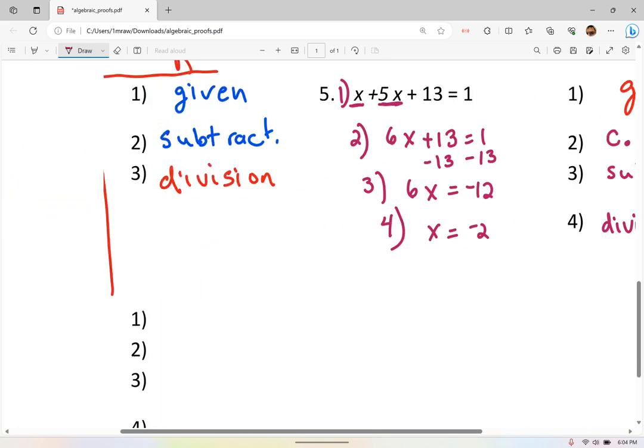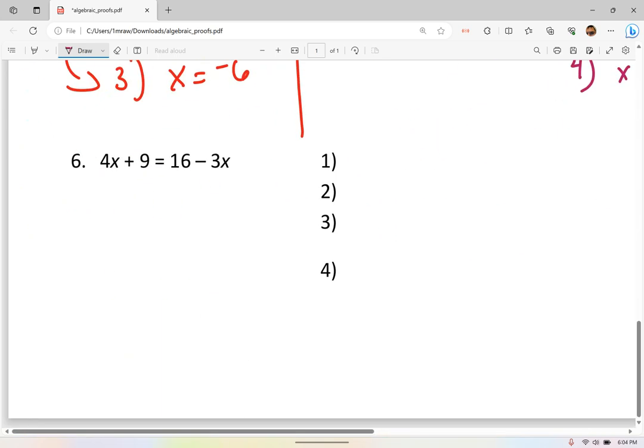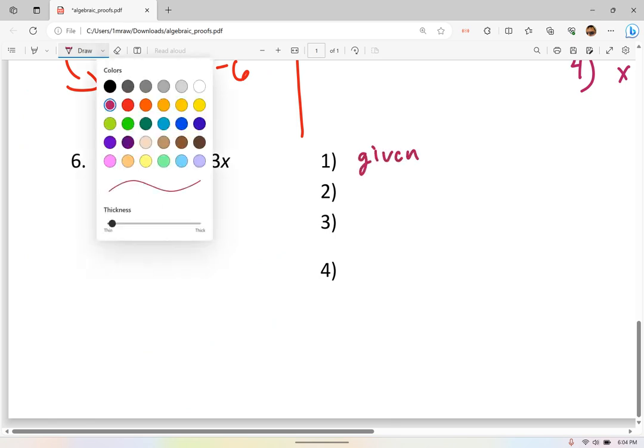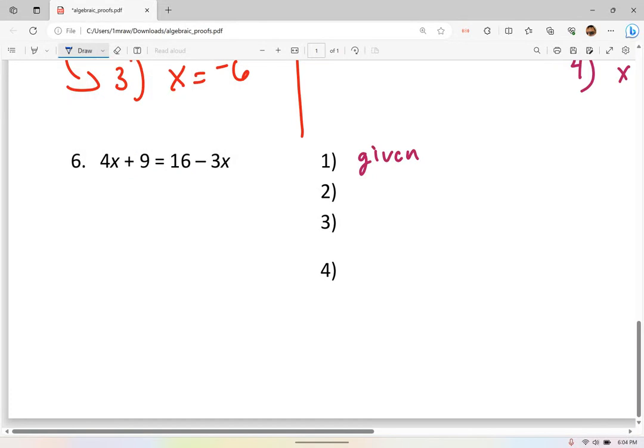Okay. And last but not least, number 6. A little bit complex, but you can hopefully see it by doing your algebra. Obviously, again, notice I'm going to start off with given. Okay. Now, in this situation, it's going to be a little bit different from what we did last time because notice we have x's on both sides.